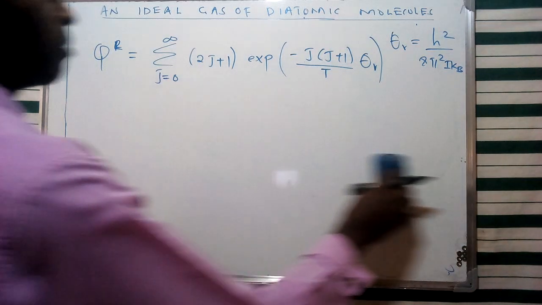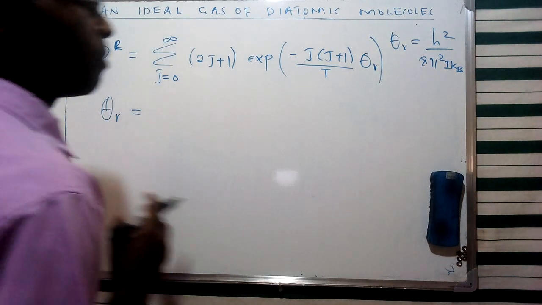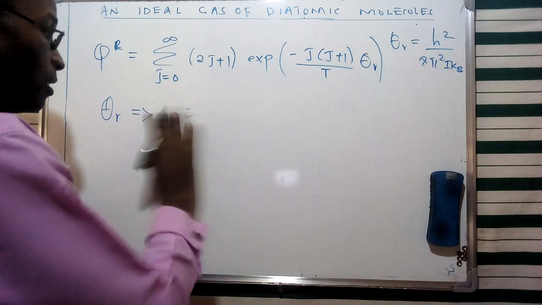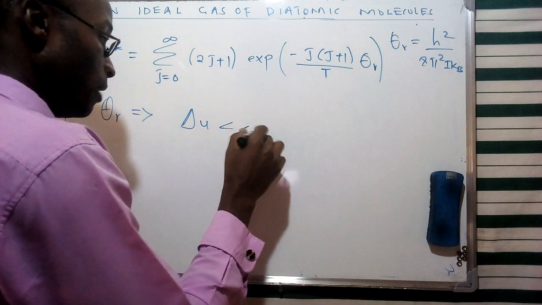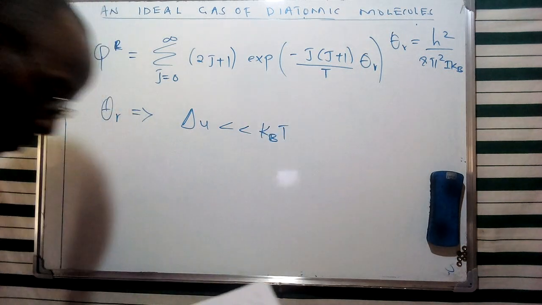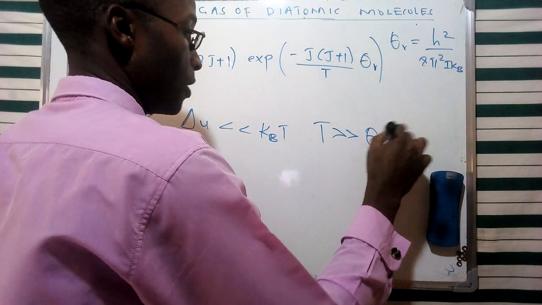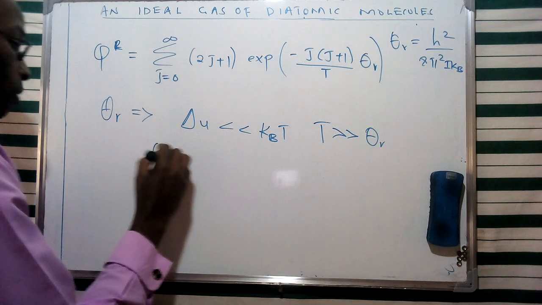Now, one of the aspects or the importance of this rotational temperature which I mentioned was that it can assist us to describe whether a molecule is going to exhibit classical or quantum behavior, in a sense that if a molecule is going to be exhibiting a behavior whereby the change in energy, delta U, is much smaller than the value of k_B T, this is going to imply that the temperature T is going to be much greater than the rotational temperature, and therefore this molecule is going to be described as exhibiting a classical behavior.